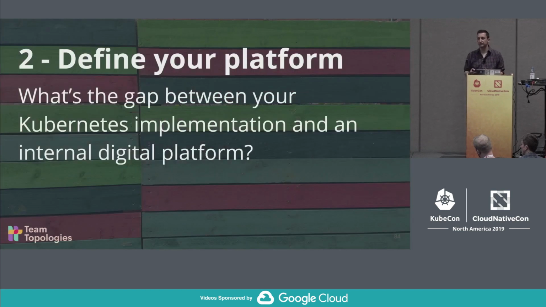Number 2, you can define your platform, make it more visible, and understand what's the gap between, we have this Kubernetes implementation, we're using it, but looking at the definition of a digital platform, what exactly is the gap? What are we missing? Do we need better documentation? Do we need to clarify what is the support around the platform? Whatever it may be. So understand what is the gap there.